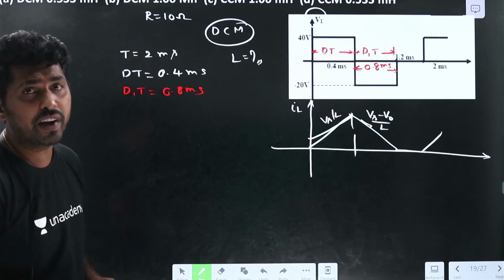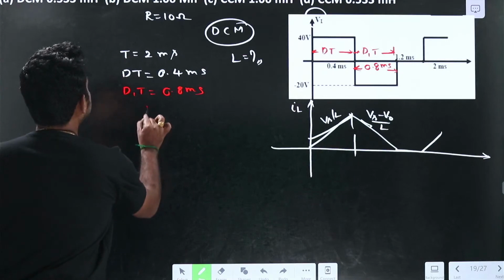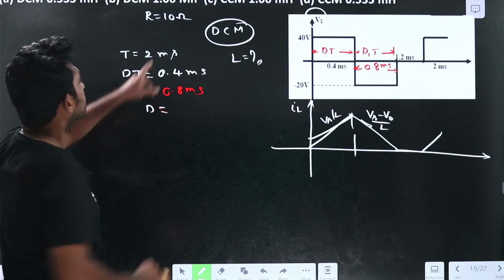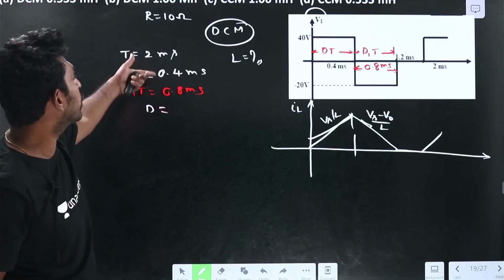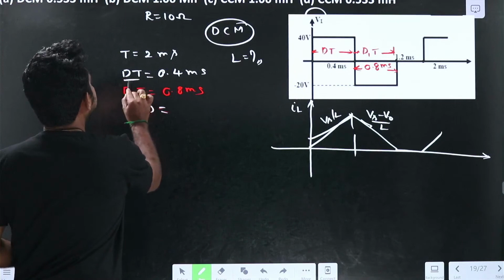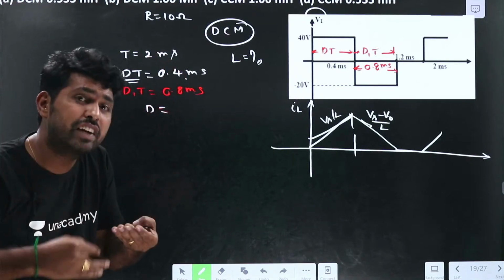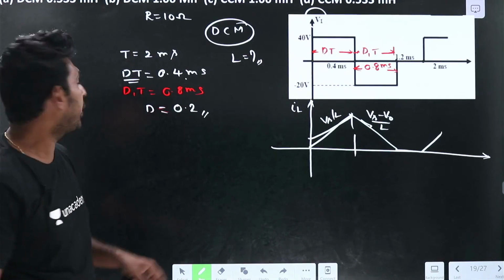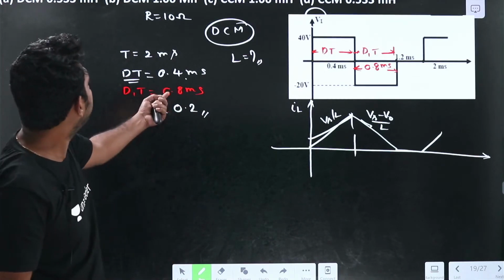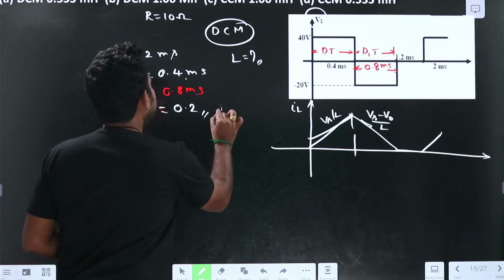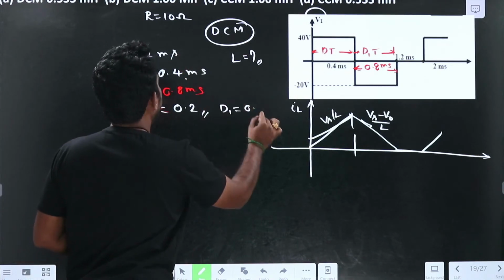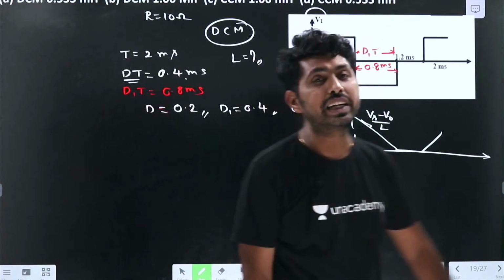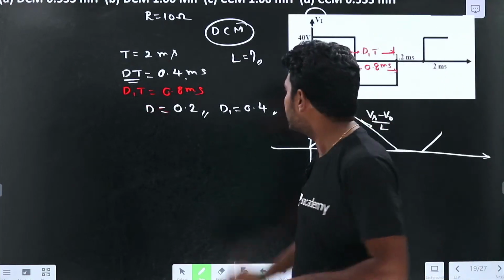How can I find D and D1? D equals DT by T, where T is 2 milliseconds and DT is 0.4, so D equals 0.2. What is the D1 value? 0.8 divided by 2, which is 0.4. Now we got the D value as 0.2 and the D1 value as 0.4.